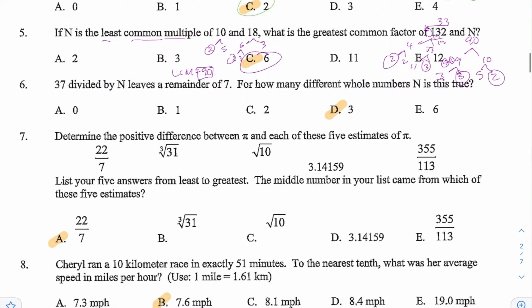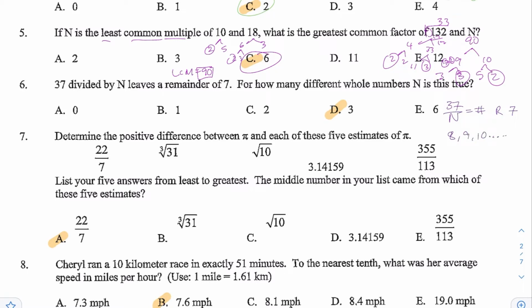Next, for number 6, 37 divided by n leaves a remainder of 7. For how many different whole numbers n is this true? So if you have 37 divided by n, that's equal to some number or quotient with the remainder of 7. So that means that the denominator here has to be greater than 7. So it can only be 8, 9, 10, etc.